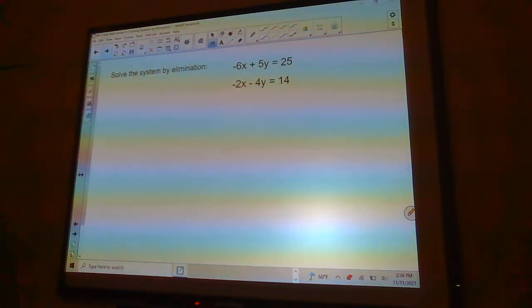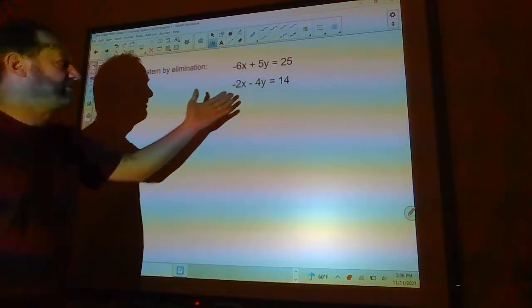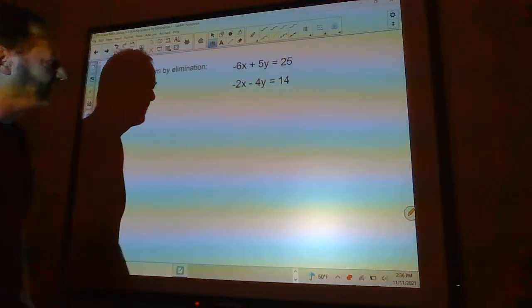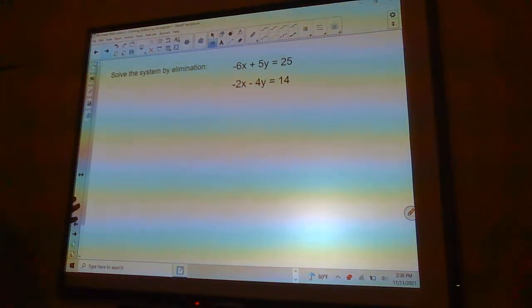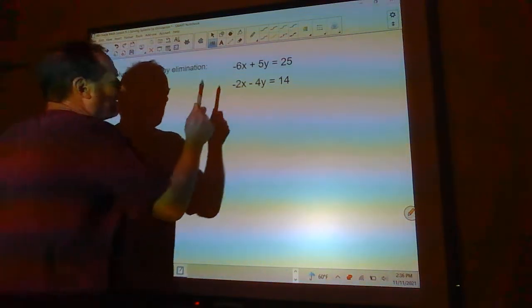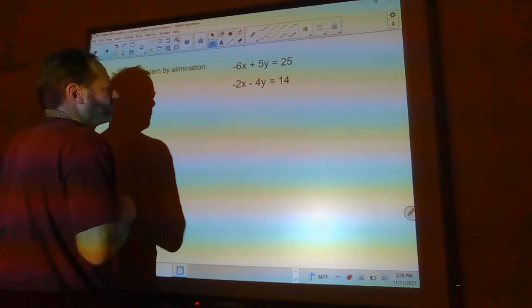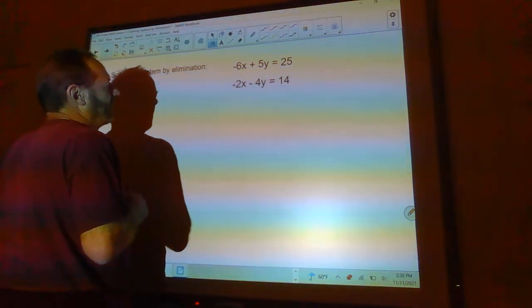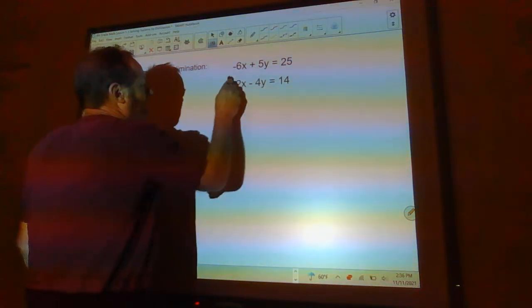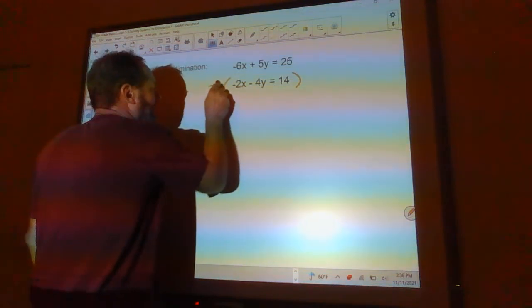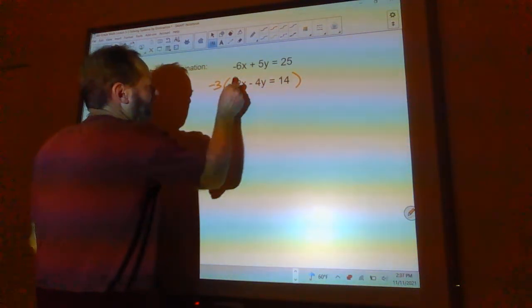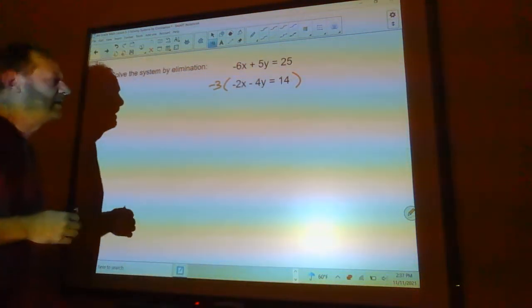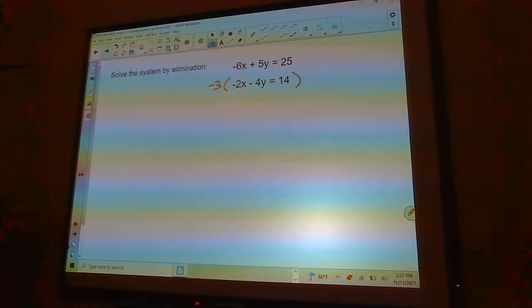Okay, this one's a little tougher. So I don't have any variables that are opposites already. I don't have any variables that are the same number. So here's what I need to do. I need to look at these and decide, do I want to get rid of the x's or the y's first? I can get rid of the x's if I multiply this bottom equation by -3, because that'll make this positive 6x, okay? And that's the opposite of -6x.